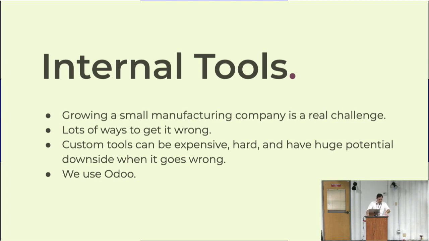And so the point here is that growing a manufacturing company is a real challenge. It's a challenge because there's lots of ways to get it wrong. It's really expensive if you get it wrong. And going down a custom path means that you generally have to commit some capital, you have to commit some resource, and you don't know if it's necessarily going to work. So obviously enough, we use Odoo for that.